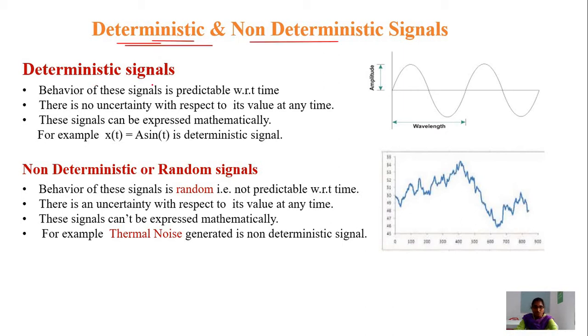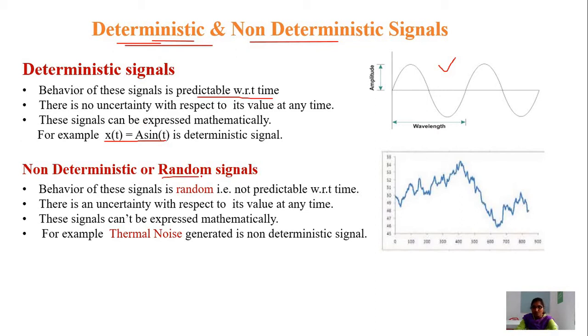Deterministic means there will be a particular mathematical expression for the signal. To draw the signal, we need to follow some mathematical equation. For example, x(t) = A sin t is a mathematical representation and its corresponding signal. The behavior of the signal is predictable with respect to time. At each and every time, the signal has some behavior, which is called a deterministic signal, determined by the equation.